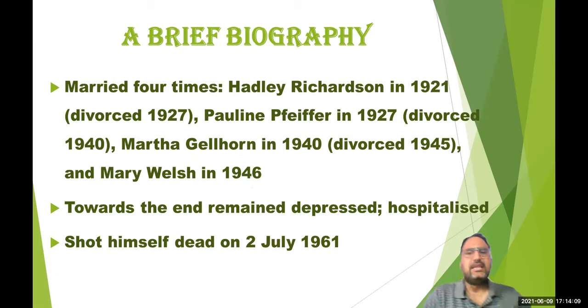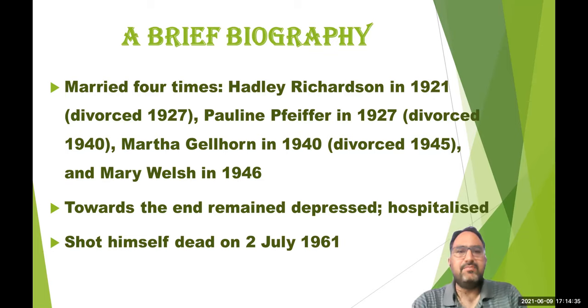As far as his personal life is concerned, he married 4 times. For the first time, he married in 1921, and the name of the lady was Hadley Richardson, with whom he stayed in Paris for some years. He got divorced from this lady in 1927.